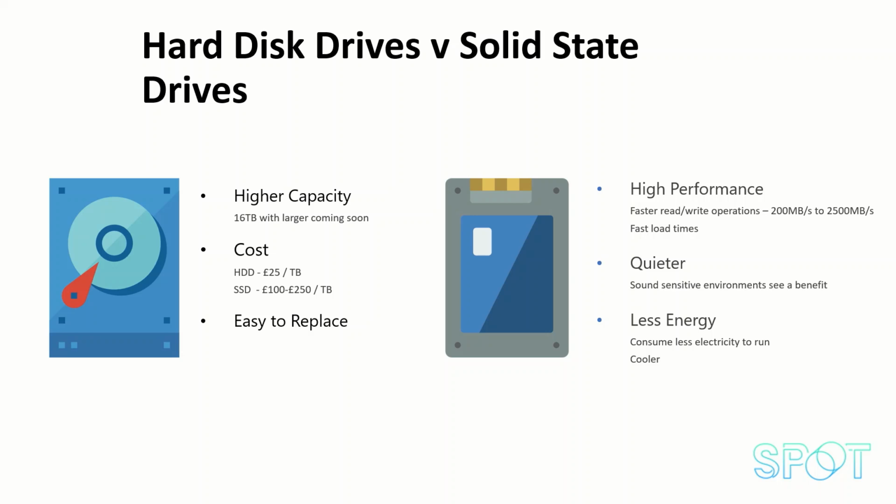So what benefits do hard disk drives bring? Well, capacity is one. So at present there are opportunities to purchase large capacity hard disk drives in the marketplace. Cost is another. So for now, hard disk drives are cheaper per terabyte, with hard disk drives approximately £25 per terabyte, but solid state drives are about £100 to £250 per terabyte, depending on the grade. And finally, supply. So they're easy to replace as there's multiple channels to purchase hard disk drives. So supply is not an issue.